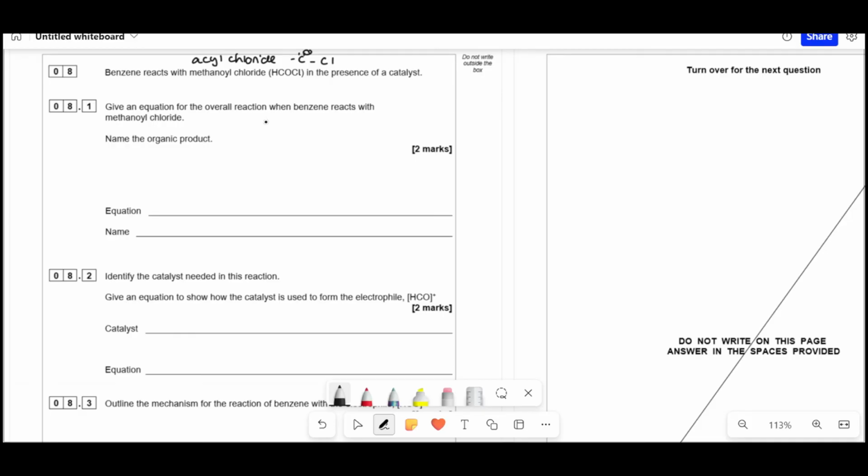So it says, give an equation for the overall reaction when benzene reacts with methanoyl chloride. So we start with, well, think about what you start with and what you finish with, right? So we know that they're reacting benzene, C6H6, and this methanoyl chloride, which is HCOCl. Then think, okay, well, what would this make?